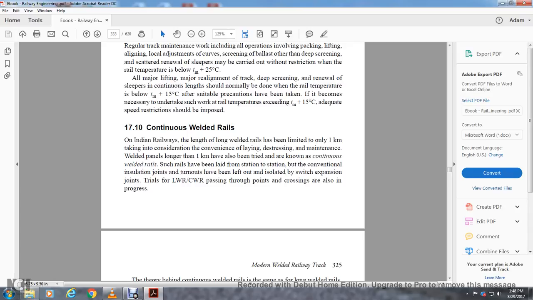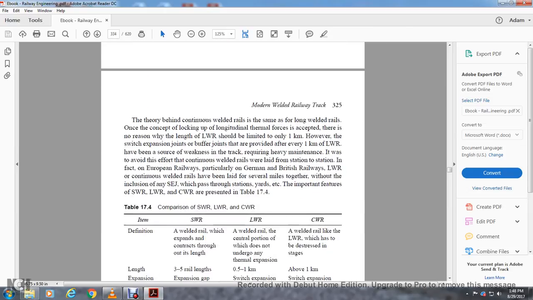Long welded rails and continuous welded rail passing through the points or the crossing also progress. The theory behind continuous welded rail is the same as for long welded rails. Once the concept of locking the longitudinal thermal force is accepted, there is no reason the length of the long welded rail should be limited to only 1 kilometer.